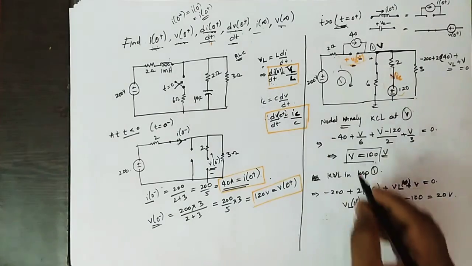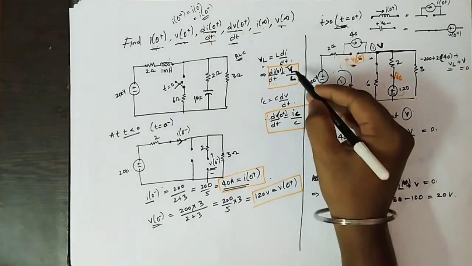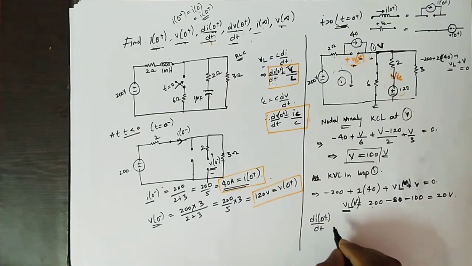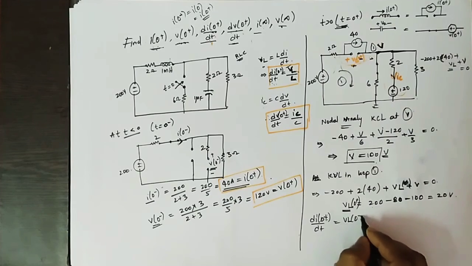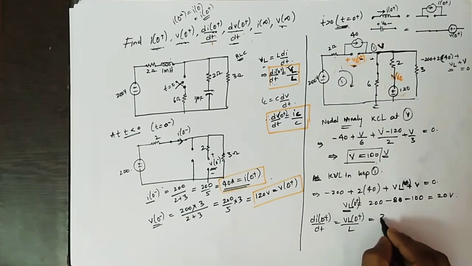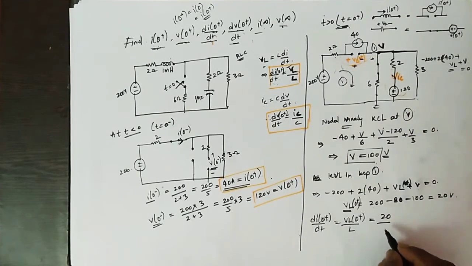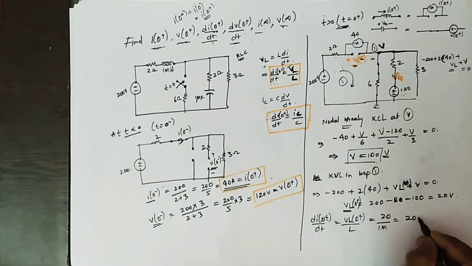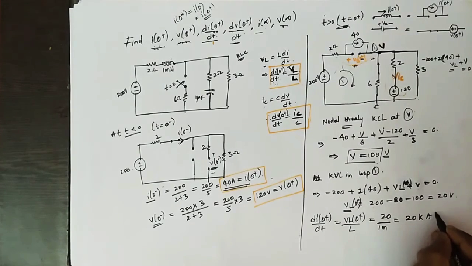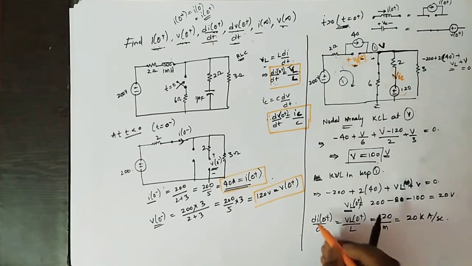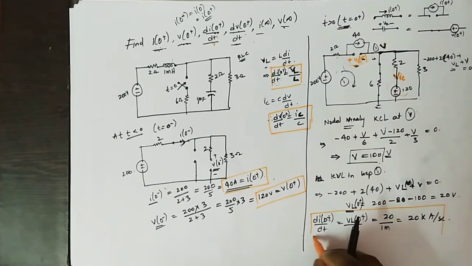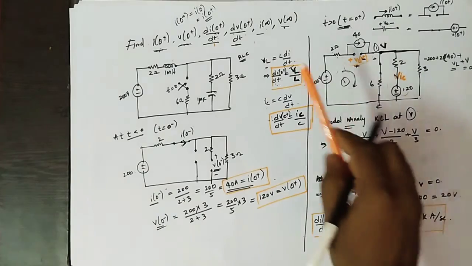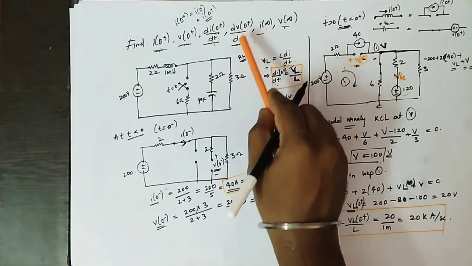So you got VL of 0 plus by this equation, di of 0 plus by dt equal to VL of 0 plus by L. So 20 by, what is the L value you have? 1 millihenry, that is equal to 20 kilo amps per second. So this is diL of 0 plus by dt. Okay, now you have to find dV of 0 plus by dt.